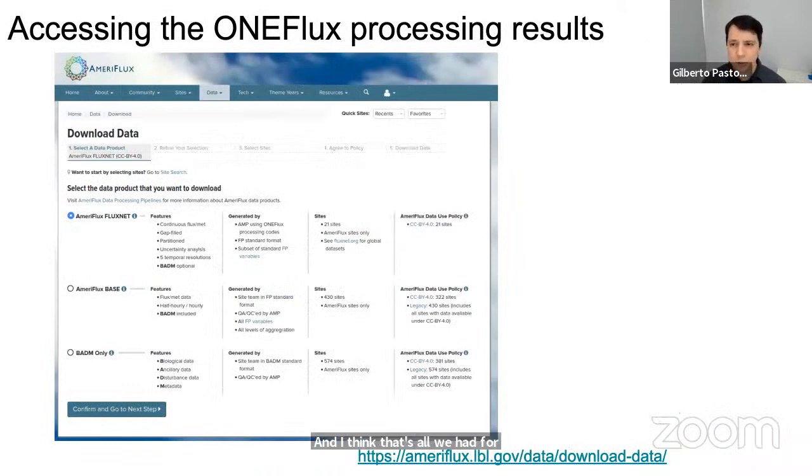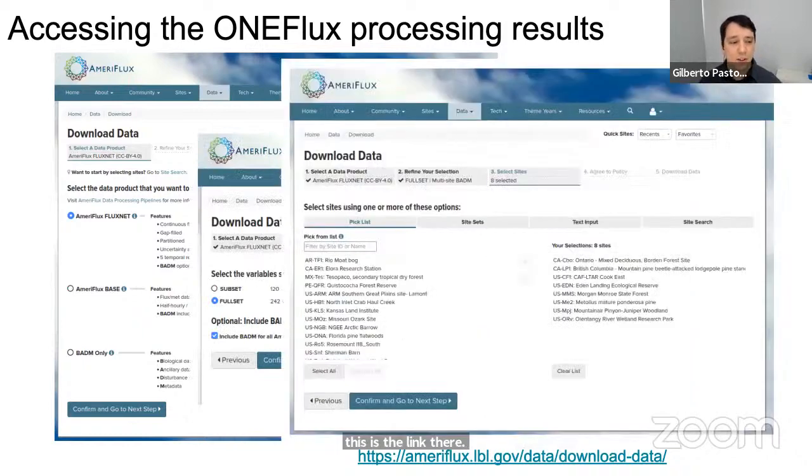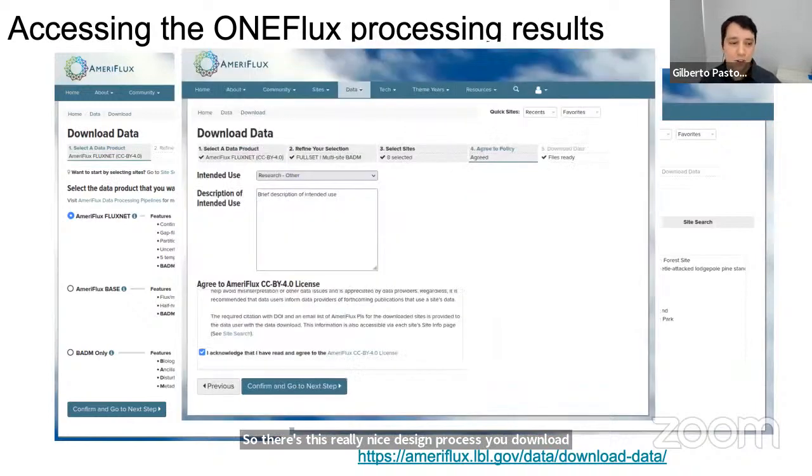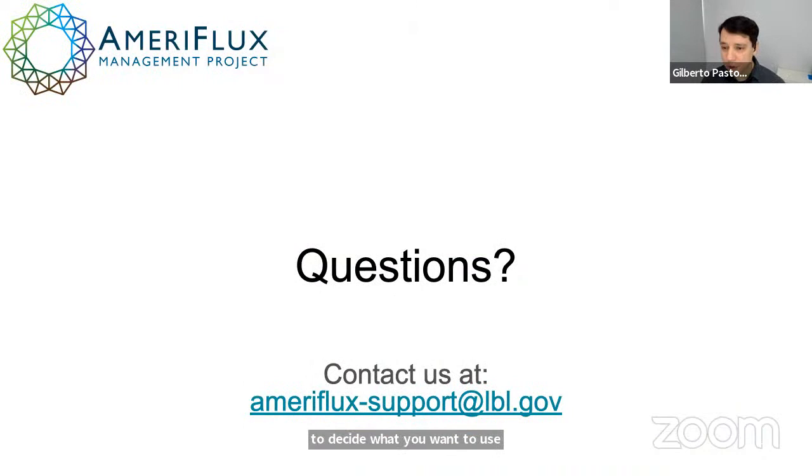Oh, sorry, I just want to mention briefly how to get to these data. And Daniel, you can advance through these quickly. So this is the link there. So there's this really nicely designed process to download the data where you select the product, select how many variables you want, the sites, you have to agree to the license, and then you get all of the data available to download, and you just download that data. I really like this interface. It gives you all the information that is needed for you to decide what you want to use. So that was it for the presentation.